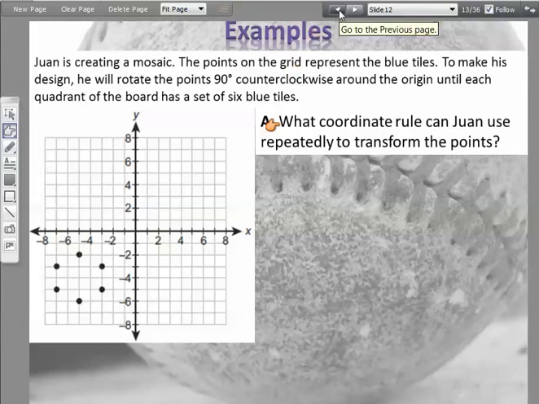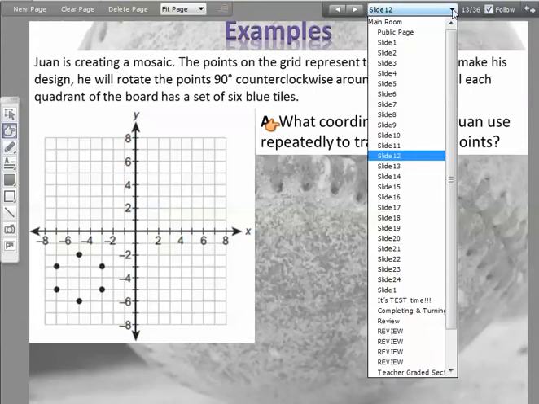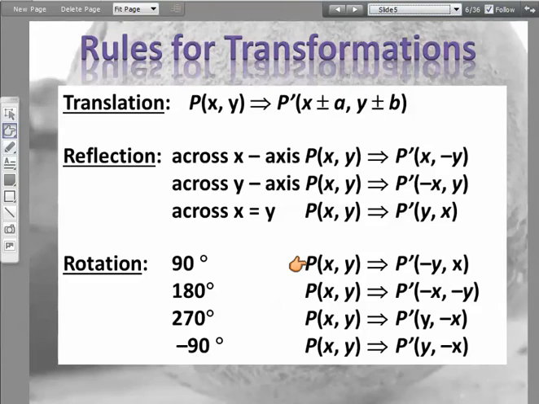Let's go back real quick. Well, let me see if I can do it this way. We're on slide 12. Let's go to slide 5. Oh, I'm good. There we go. This is what he's doing. He's doing a rotation about the origin, and he's going to translate them 90 degrees counterclockwise.